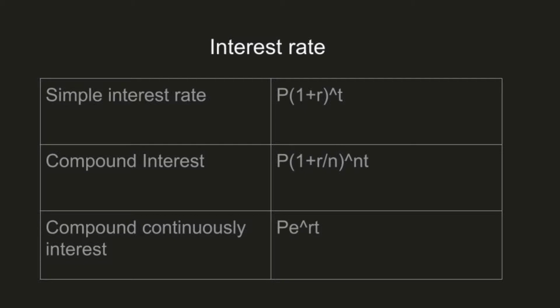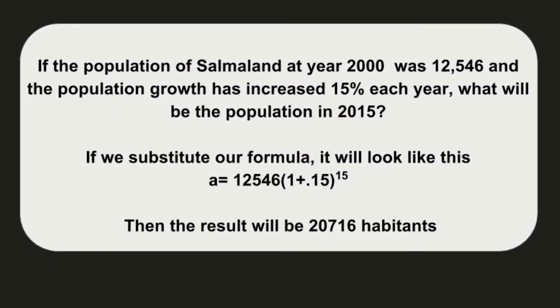We can use the formulas for simple interest and continuously compounded interest. We can use this example for a better understanding. If the population of Salmaland in the year 2000 was 12,546 people and the population has increased at a 15% rate each year, what would be the population in 2015? If we substitute in this formula, it will look like this.